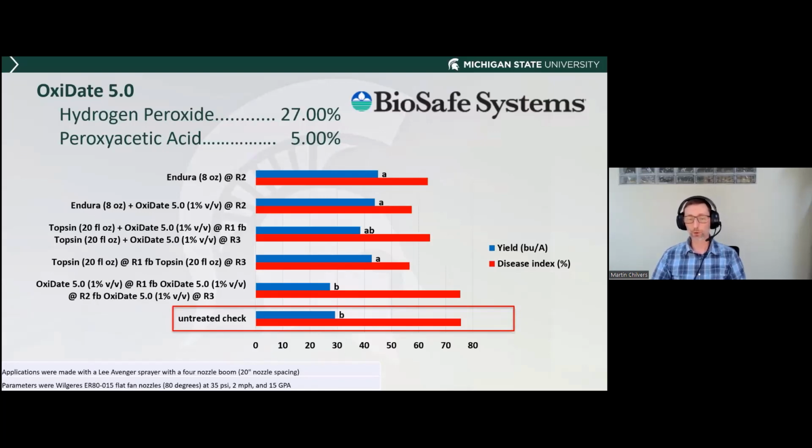But we're always looking for those products that make claims or are marketed for white mold management to help provide you the information. Also in this graphic here is our standard test product, Endura, there at R2, providing suppression of disease and much greater yield compared to that untreated check or that Oxidate treatment. So just an example data set there.